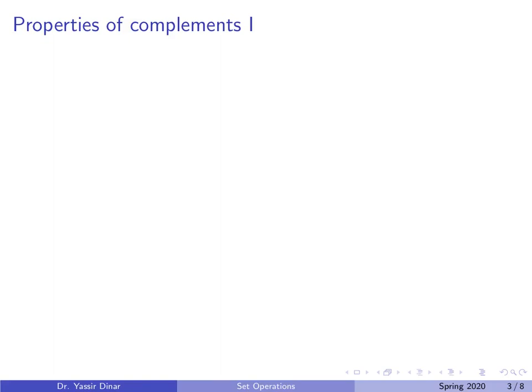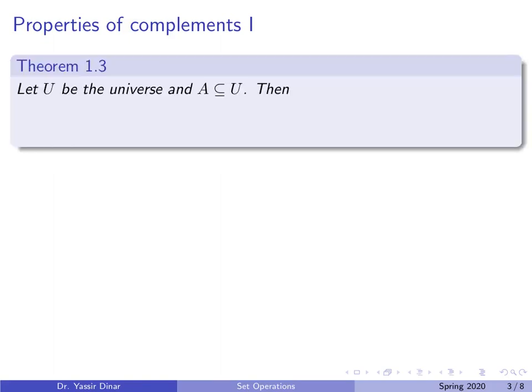So what are the properties of the complements? Let U denote my universe, and A is a subset of U. Then A union A complement will give me all my universe. This is the first property. The second property, A intersection the complement is equal to the empty set. That is, there are no common elements between A and A complement. And the first one says that the union of these sets gives me all the universe.